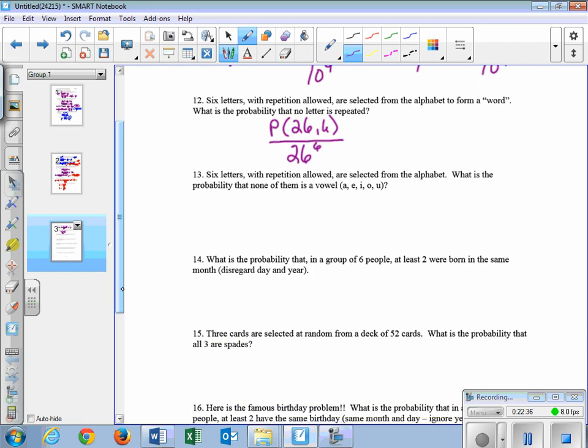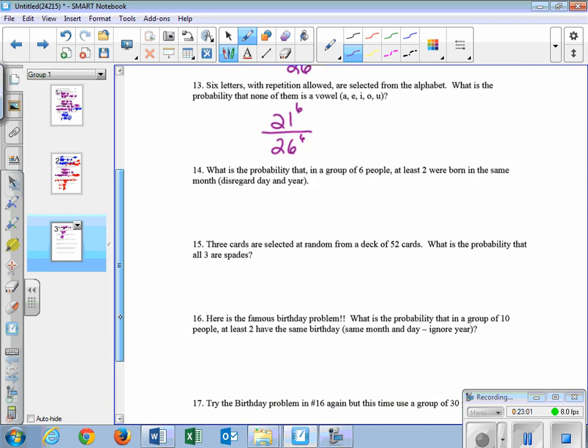Going on to number 13. 6 letters with repetition allowed are selected from the alphabet. What is the probability that none of them is the vowel A, E, I, O, U? Repetition is allowed. Okay, so first of all, the denominator is still the same, 26 to the 6. That means I'm using everything except A, E, I, O, U, so that would be 21 to the 6.